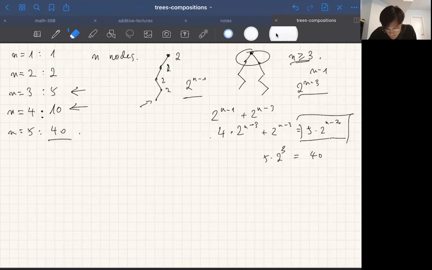N is greater than or equal to 3. There are 1, 2, 3, just n minus 3 edges, and then go every which way. So there should be 2 to the n minus 3. Did I just mess up in the computation here?